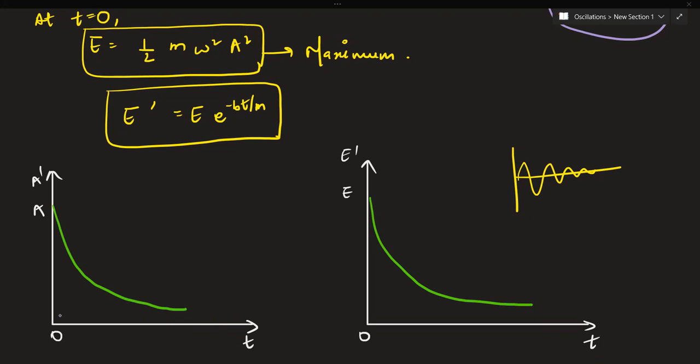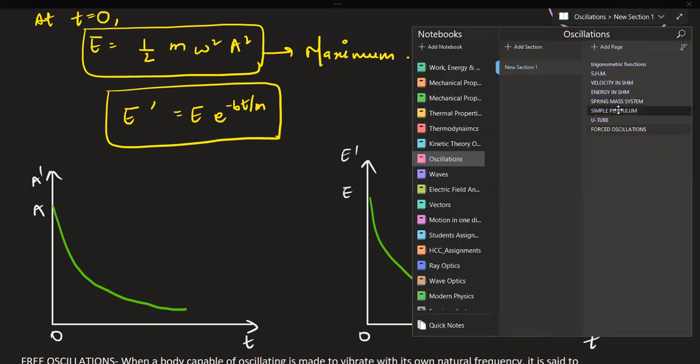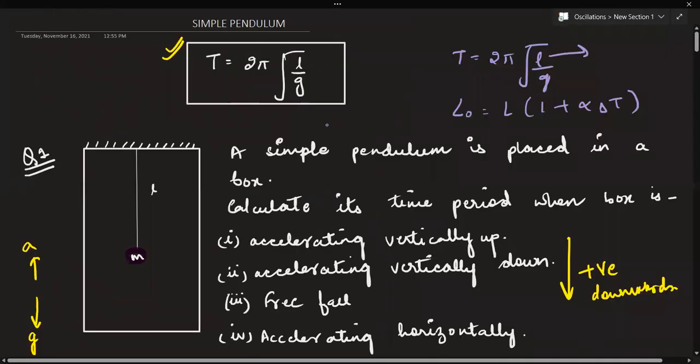Ma'am, can you show me that question? Which one? This one. A simple pendulum one. I just want to see it for 1 minute. This one? Yeah, the answer.